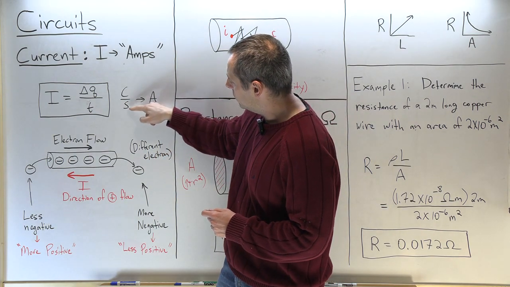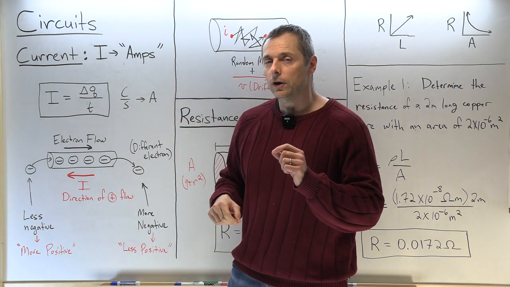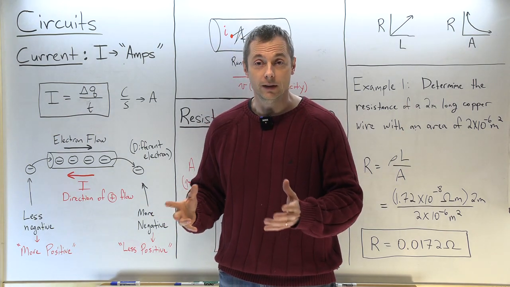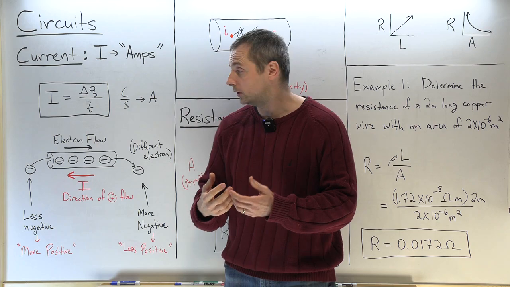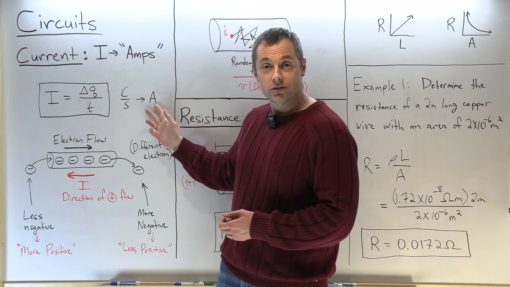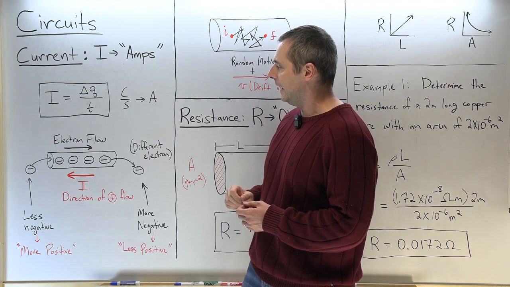The coulomb per second is a unit of current. You could say, oh, in that circuit, there's 10 coulombs per second. That's a correct way to express the current. Or you could say there's 10 amps of current. Same thing, a coulomb per second is an amp.